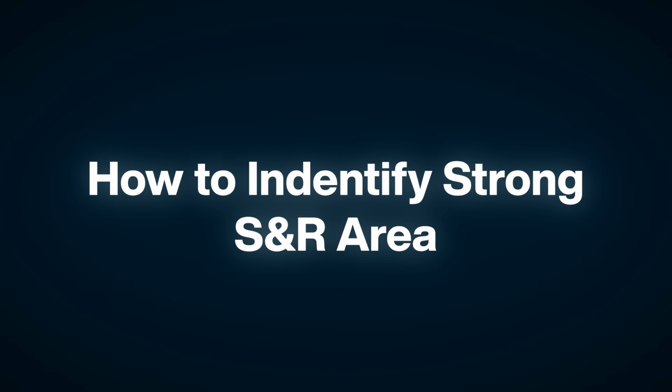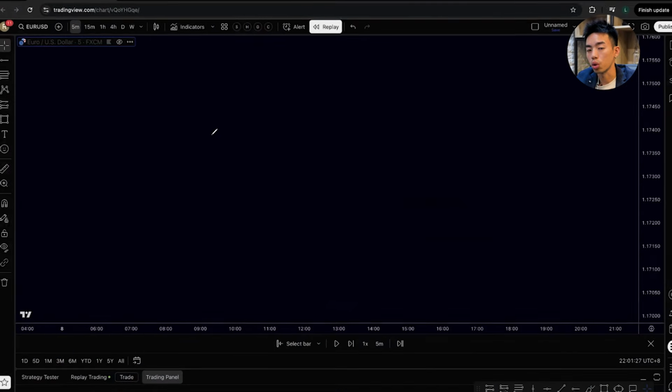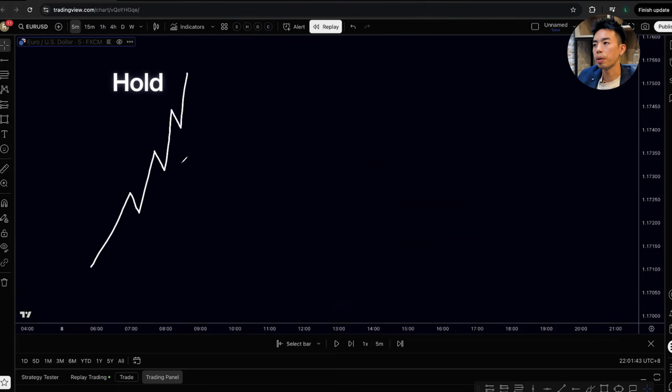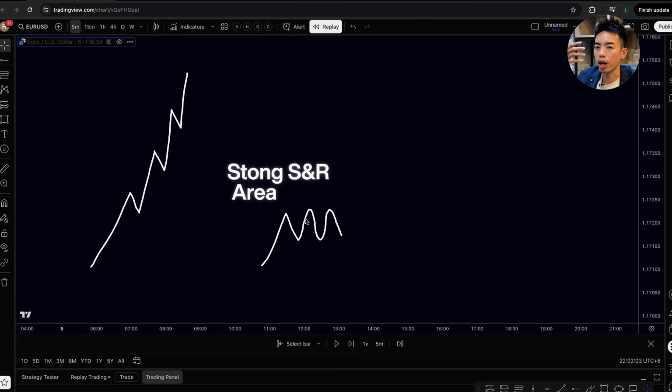How do you actually identify a strong support and resistance area? There's a difference between a hold and an actual support or resistance area. Let me explain. A hold is something like this, where price is just taking a pit stop before moving further up. An actual strong support or resistance area is going to look something like this, where price has problems moving up multiple times before actually making a breach towards the upside.